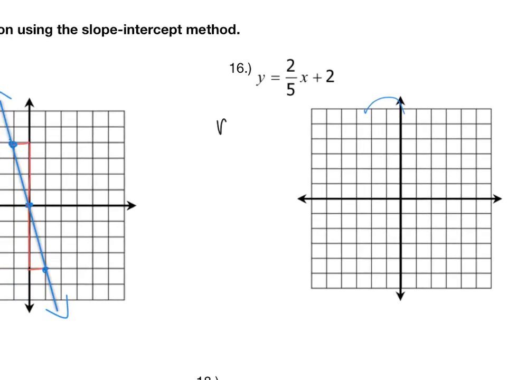What's your slope? What's your m? What number's in the m position? That's 2/5. And what number is in the y-intercept position? That's 2. So your y-intercept is going to be 2. Graph crosses the y-axis at 2.